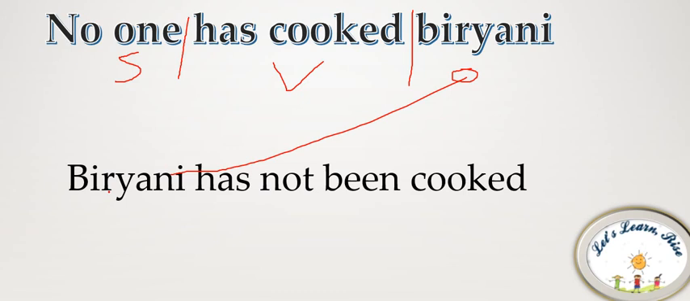Then we have no one, which is negative type, so we need to write not. Then been, we have already seen, if we have a has or have in a passive form, we need to add been after that. So we have been. The third rule is verb 3. The verb 3 form of cooked, as it is same, so we have to write cooked.